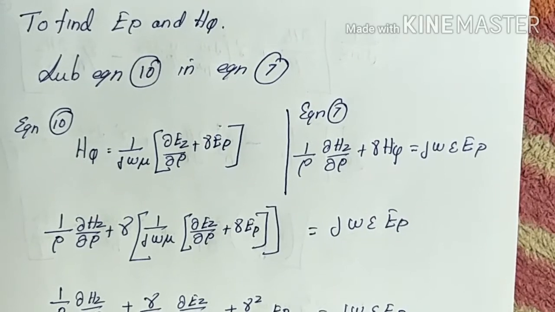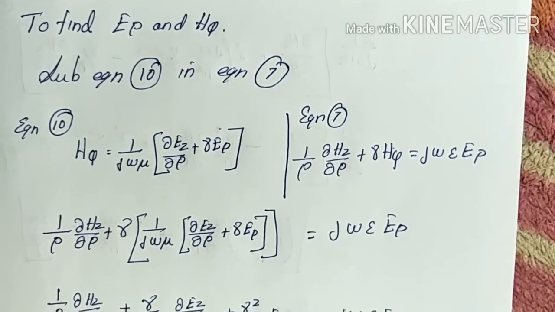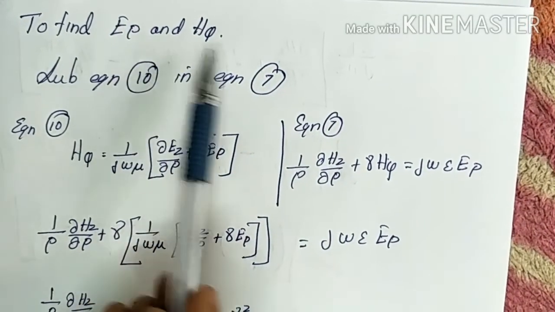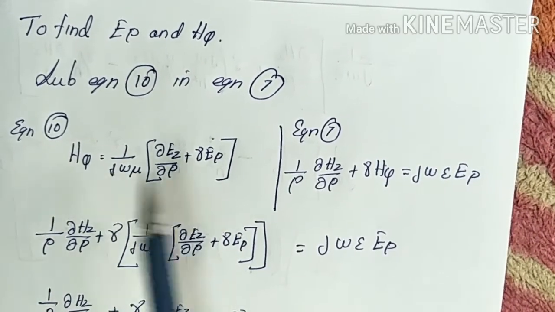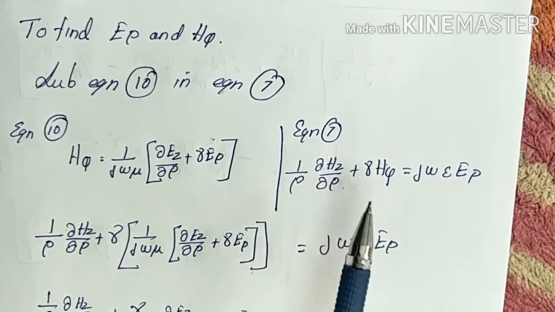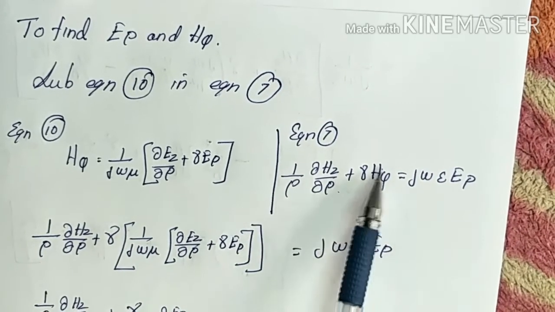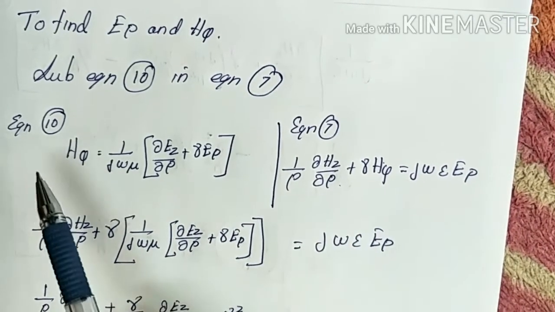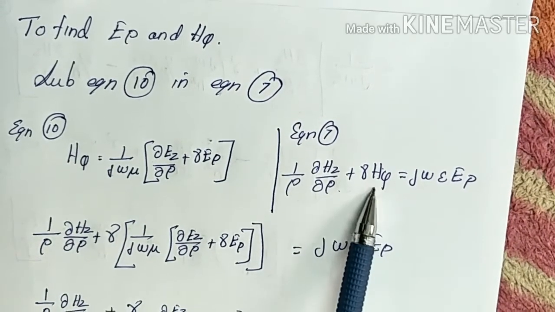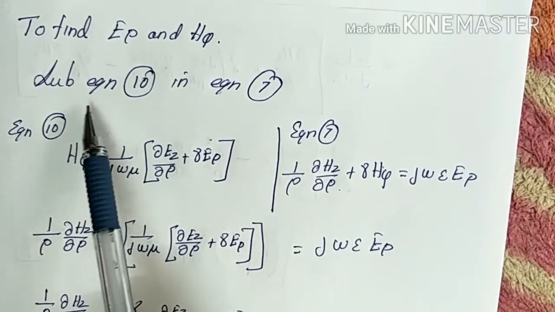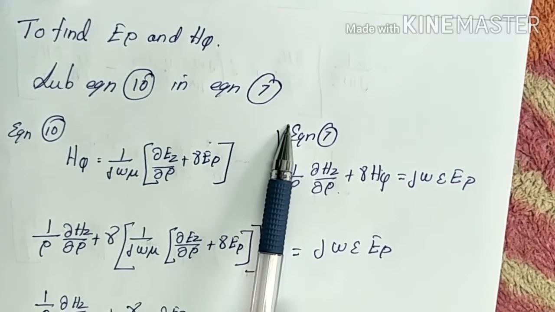Next, to find the other components, so our other components are E rho and H phi. So to find E rho and H phi, we'll take equation 10 and 7. This is our equation 10 and this is our equation 7. In equation 7, we have the term H phi, and equation 10 gives H phi. So substitute equation 10 in equation 7.